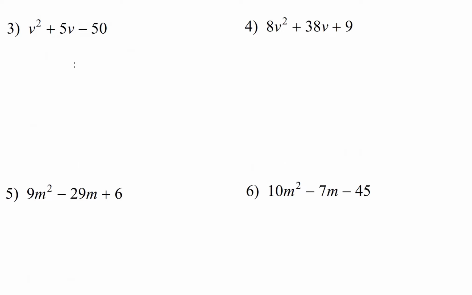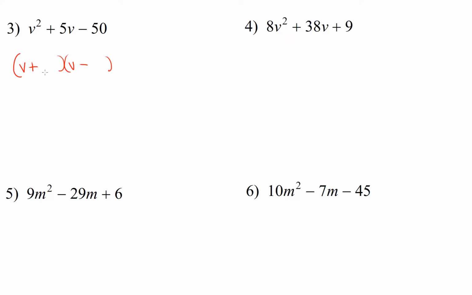Looking at number 3, we have v squared plus 5v minus 50. We can see that our third term here is negative. Remember, this comes from multiplication. So if you multiply two numbers together and you get a negative number as your answer, that means one of your numbers is positive and the other number is negative. So this is going to be v plus something times v minus something.